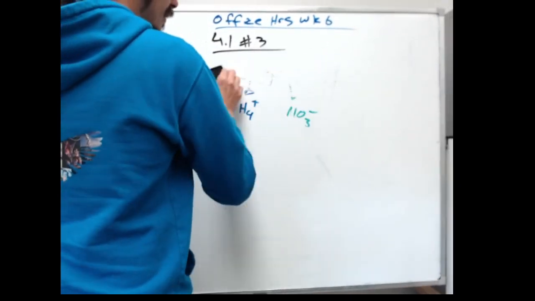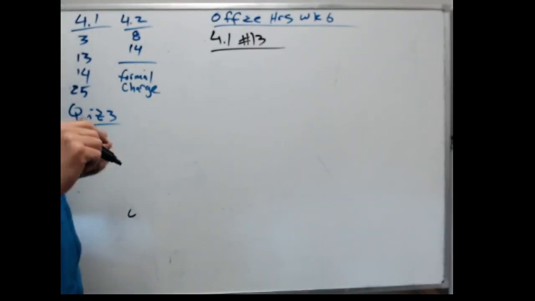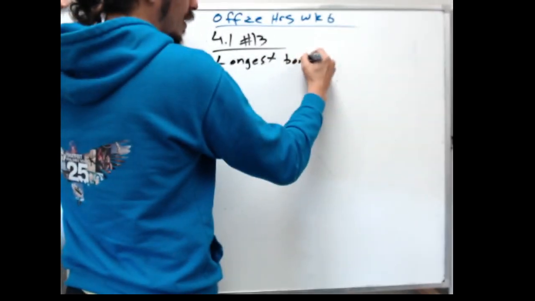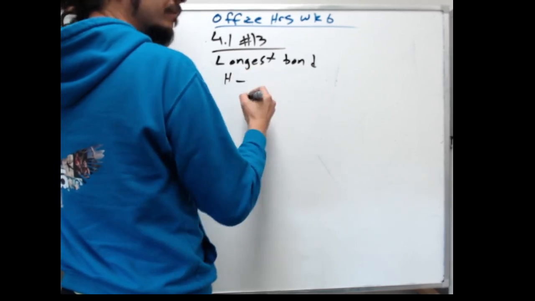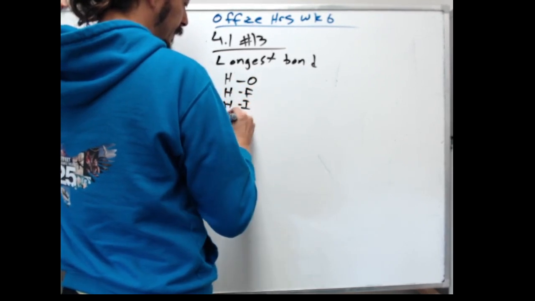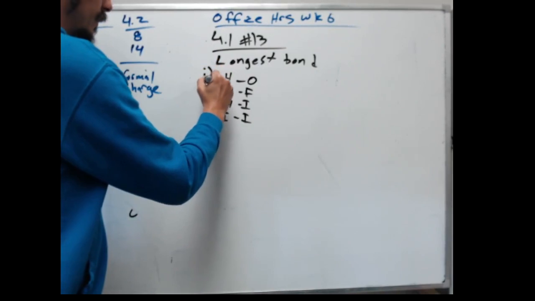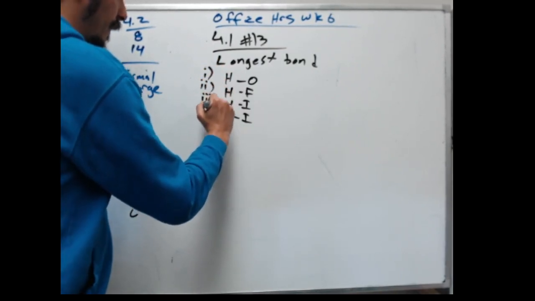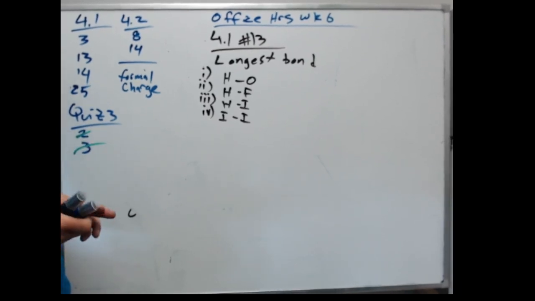Number 13. That's nice. I can just put a 1 in front of this. Select the longest bond. Do you want me to give you all the options? Sure. Single bond: O-H, F-H, I-H, and I-I. Let's do a quick poll and see what people are thinking. 1 through 4. Which one do you think is going to be the longest bond?